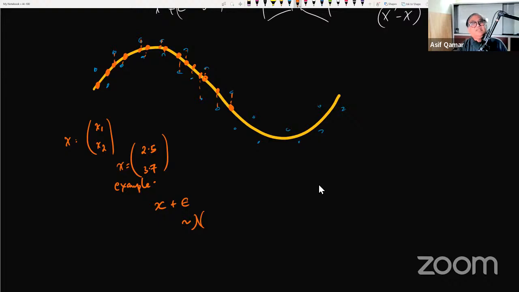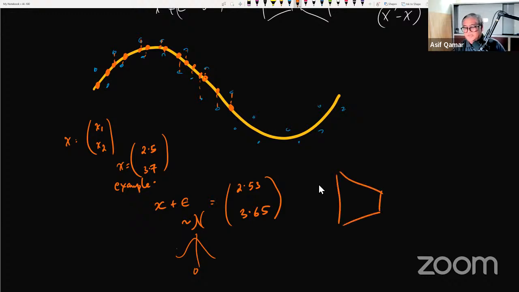Now, what is a Gaussian? It's small perturbations around 0, isn't it? It's a bell curve centered around 0. So x plus noise will become something like, pick a number around 2.5, say 2.7, 2.2, 2.3, and for 3.7, something like 3.65, let's say. Is that reasonable? Small perturbations. So now the input to the encoder, you give this as the input.